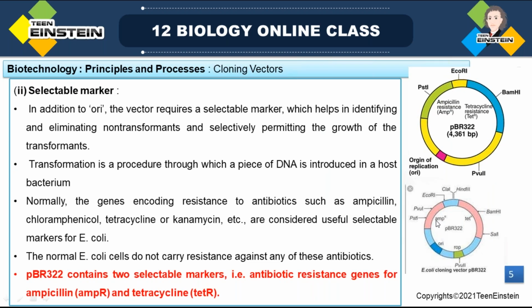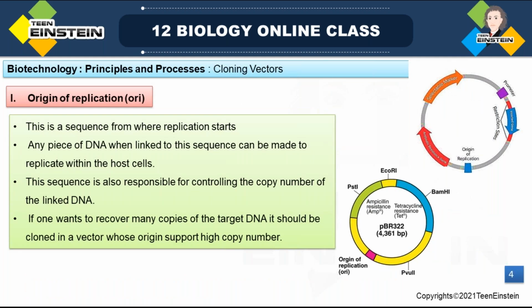Here you can see the antibiotic selectable markers. Then EcoRI, this is the recognition site. EcoRI and BamHI. Okay, so these are the recognition sites, EcoRI and BamHI. These are the restriction sites. There the restriction enzyme will come and attach.